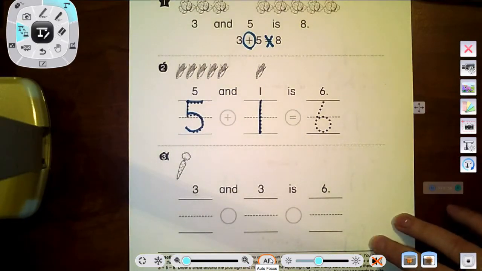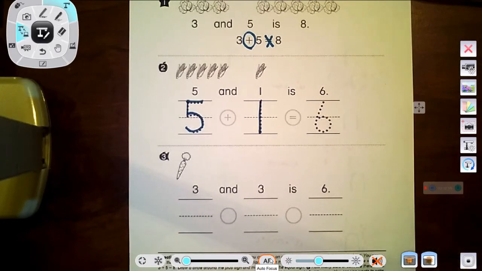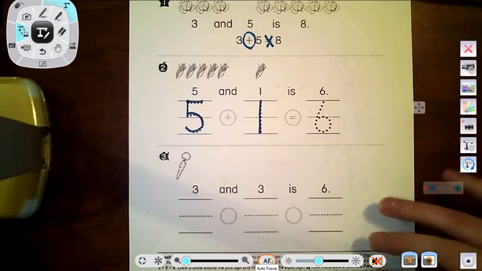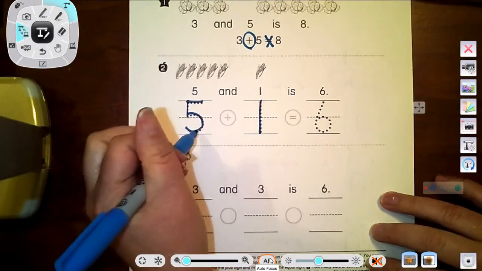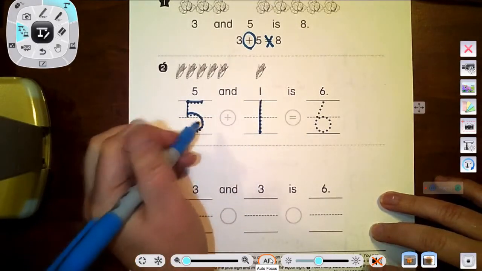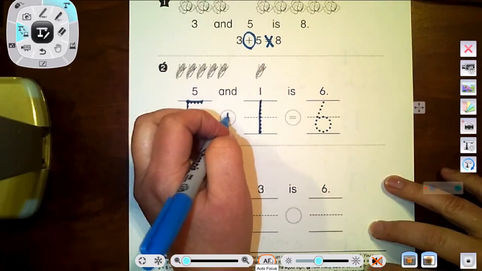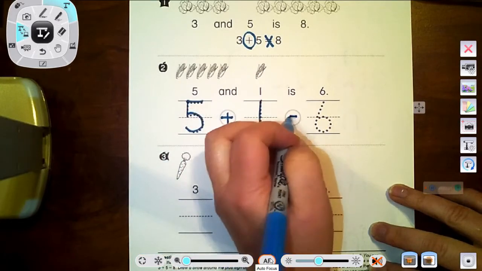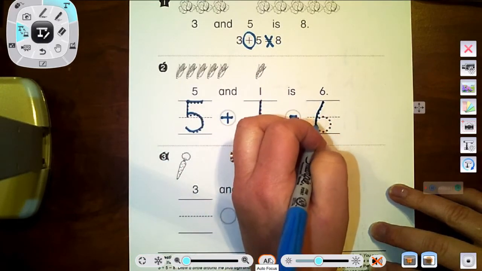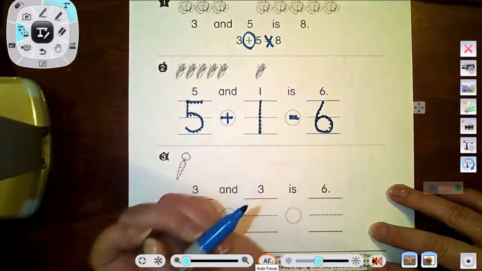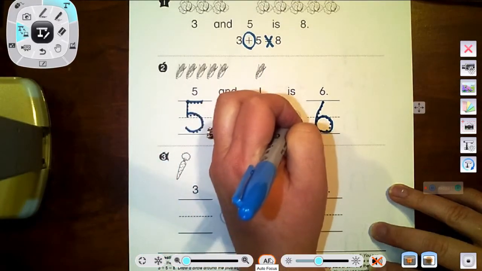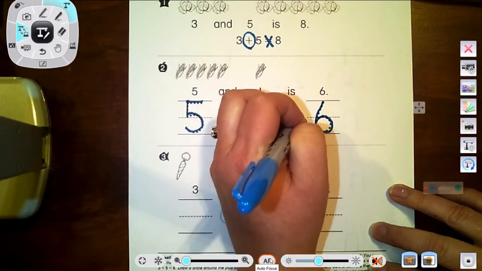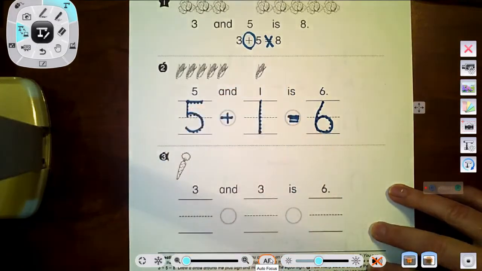Add the groups to find the sum. You can use the words to write an equation that tells a story. You can also use symbols to tell the story. So we wrote the 5 and the 1. We're going to use 5 plus 1 equals 6. My equal sign looks like it's together. It's actually one line and a second line underneath.